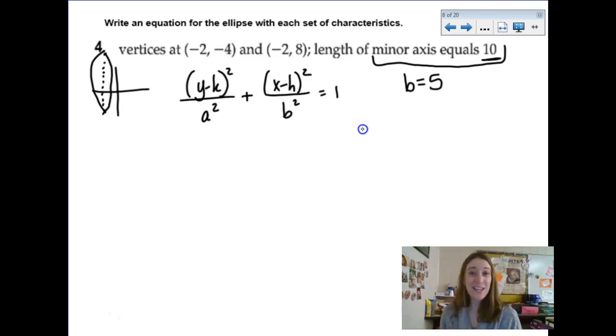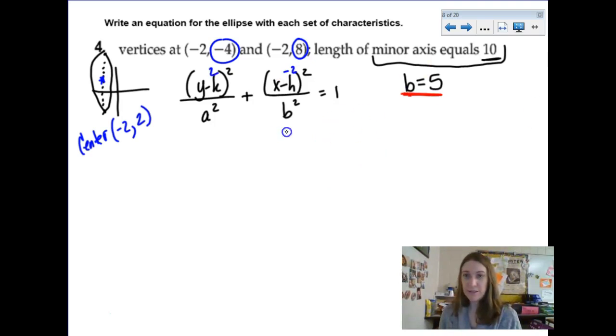So again, I think they didn't outright tell me the center, but we could figure out the center pretty easily because it's just going to be the midpoint here. So your center is going to be over negative 2. That's not going to change. But the middle of negative 4 and 8 would be, add them together, 4, divided by 2 is 2. So our k value is 2, our h value is negative 2. And then we already knew from that last clue that b was 5, so b is 5. It's important.